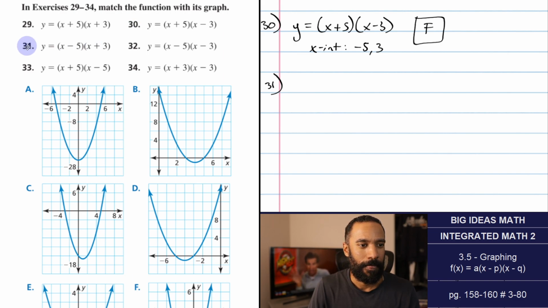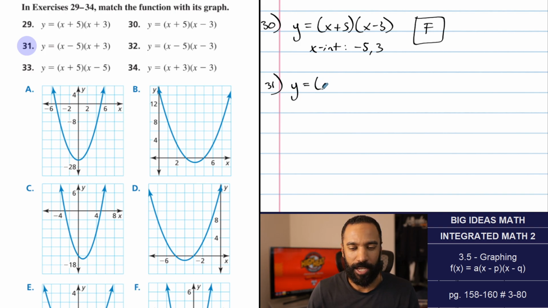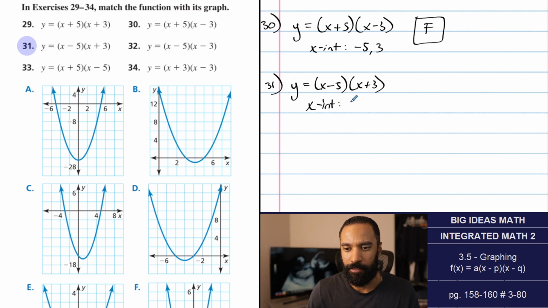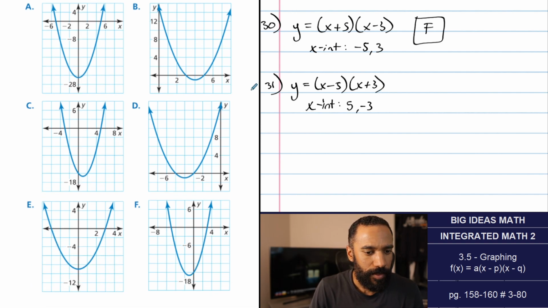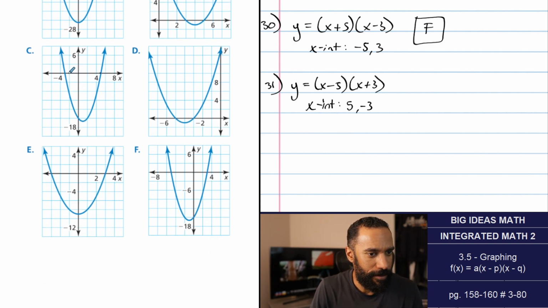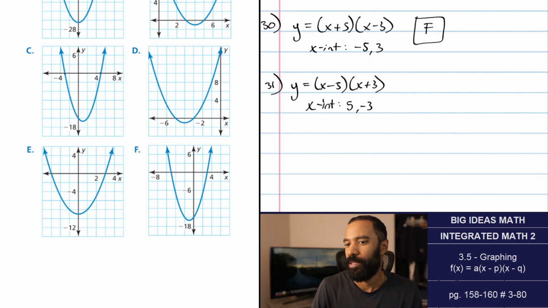All right, number 31. Now it's positive 5 and negative 3, right? Take a look at this one. X minus 5 times x plus 3. At least the problems go relatively fast. X-intercepts of 5 and negative 3. Let's see. Opposite signs. So right here, 5 and negative 3. Looks like C. Let's graph C.